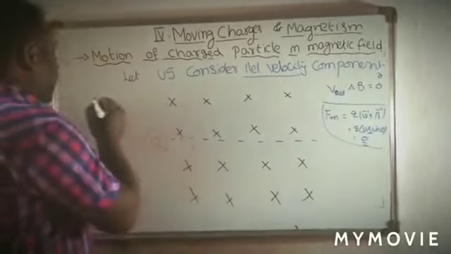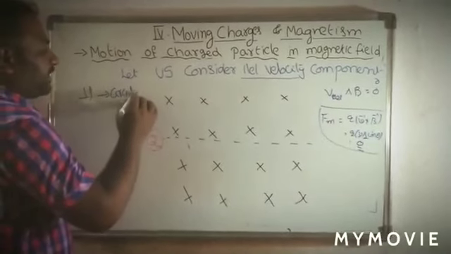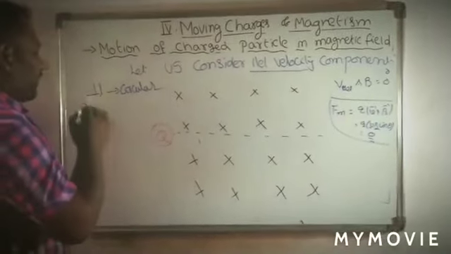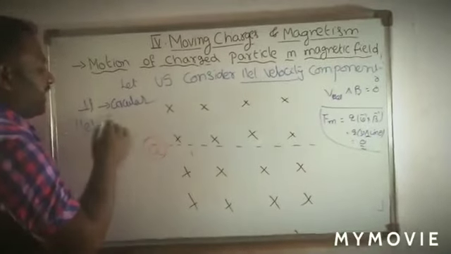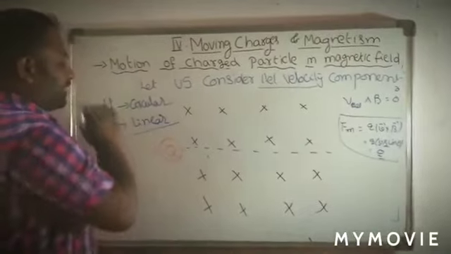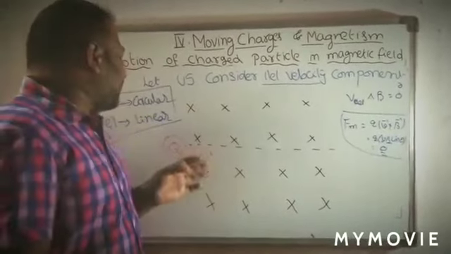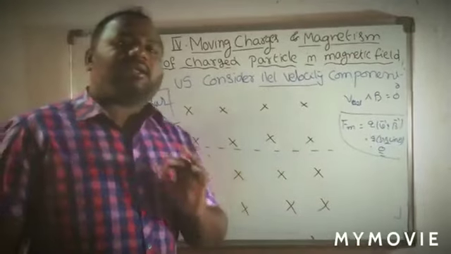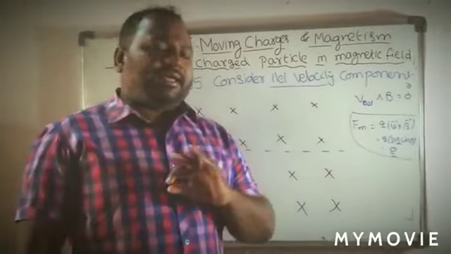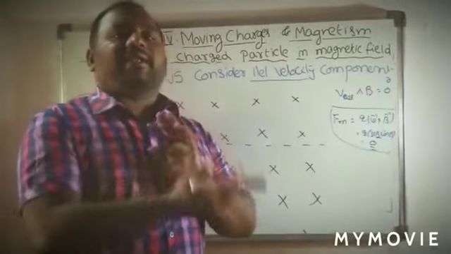Remember that. So here, due to the perpendicular component, the path of the charged particle is a circular path. Due to the parallel component, the path of the charged particle is linear or straight. So these are the motions of the charge when we consider them individually. But generally the parallel and perpendicular components exist combinedly.